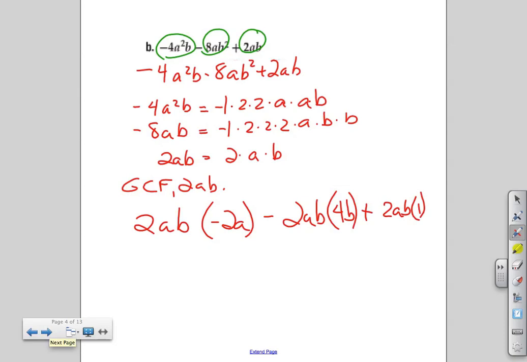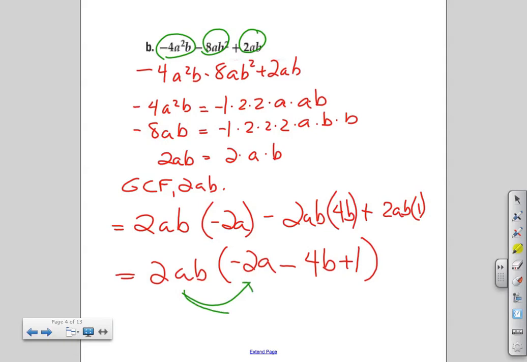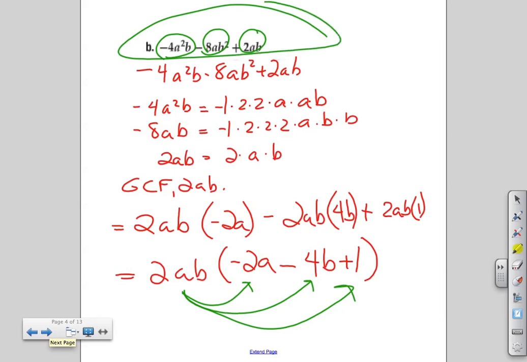So simplify. If I pull out 2AB, I'm going to have what left? Negative 2A minus 4B plus 1. Now, if you're not sure if you're right, you can check your work by multiplying this times this times this, and this times this, and see if you get your original polynomial.